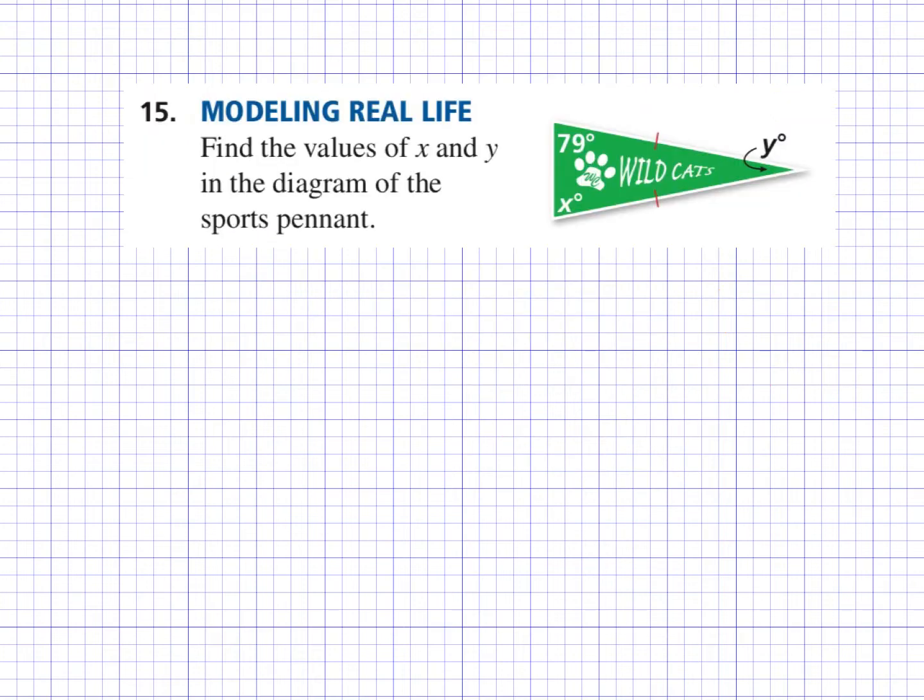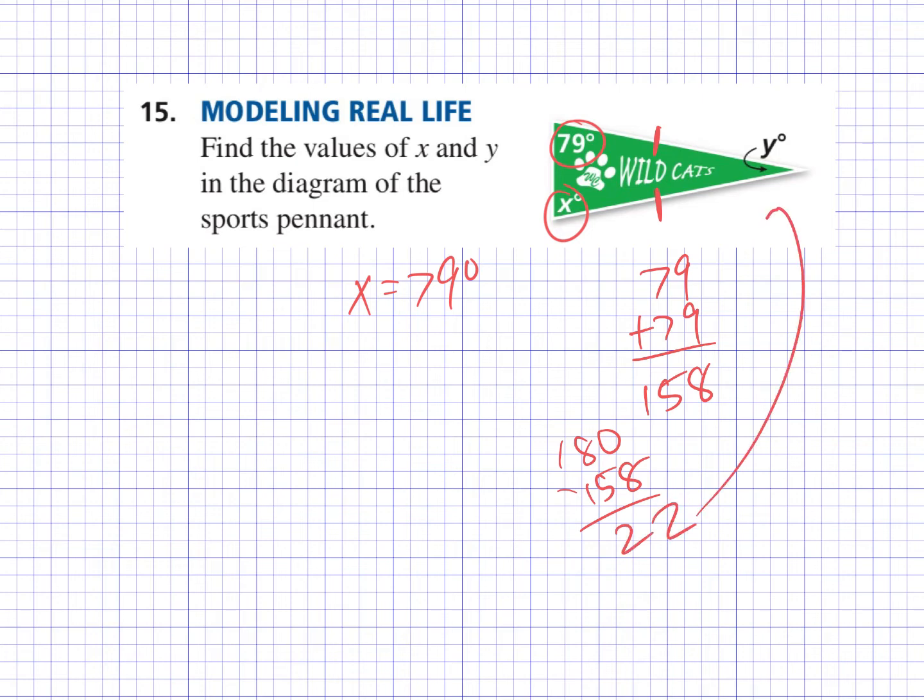Okay. 15, modeling in real life. All right, so we have an equilateral triangle here. Find the values of x and y. So base angles theorem says these two angles have to be the same. So x is 79. And there's 180 degrees, triangle sum theorem in the triangle. So 79 plus 79 is 158. And subtract that from 180. You get 22. So y has to be 22 degrees.